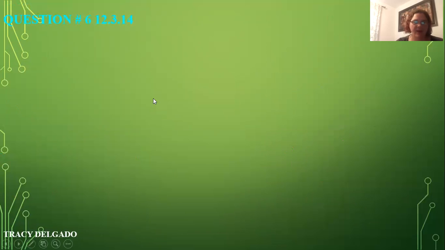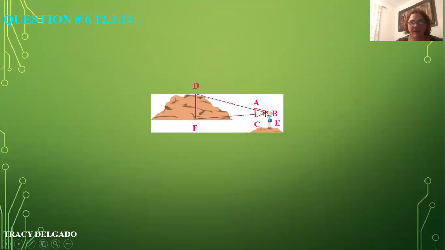And last but not least, we have Jenny here looking at this cliff. By holding a ruler 2 feet in front of her eyes as illustrated in the diagram, Jenny sees that the top and bottom point of the vertical cliff face line up with marks separated by 1.5 inches on the ruler. Jenny is about 1/4 mile from the cliff. What is the approximate height of the cliff? And we need to remember that a mile is 5,280 feet.